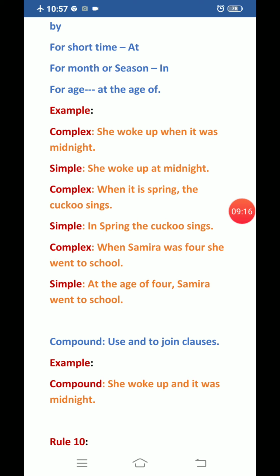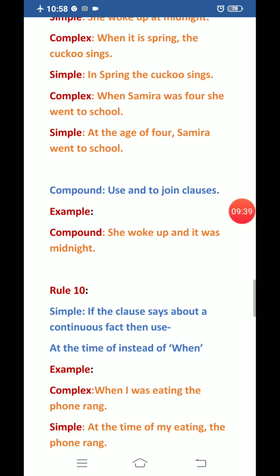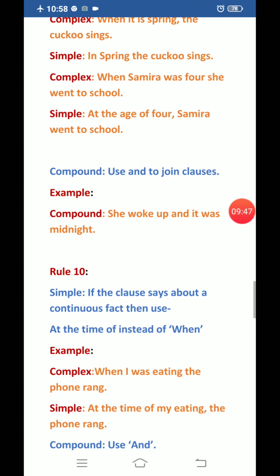Complex sentence: When it is spring, the cuckoo sings. Simple sentence: In spring, the cuckoo sings. Complex sentence: When Samira was 4, she went to school. Simple sentence: At the age of 4, Samira went to school. For compound sentence, use "and" to join clauses. Example, compound sentence: She woke up and it was midnight.